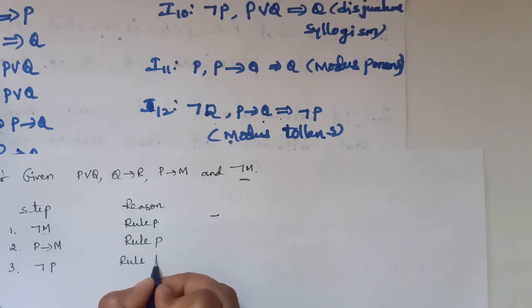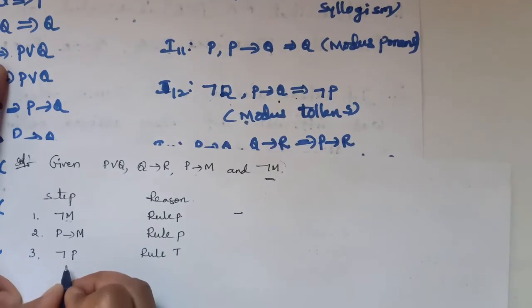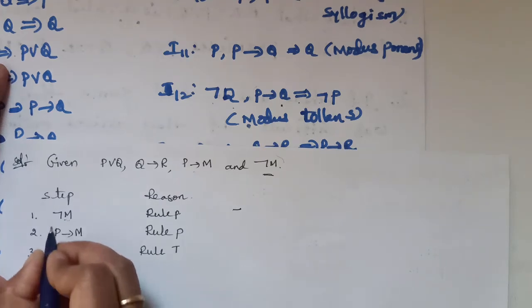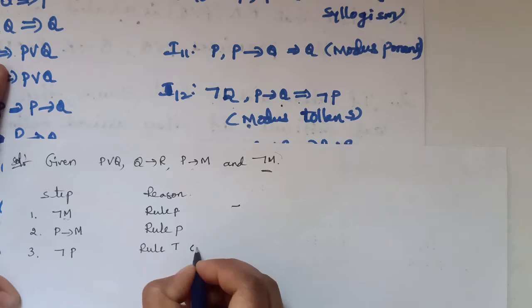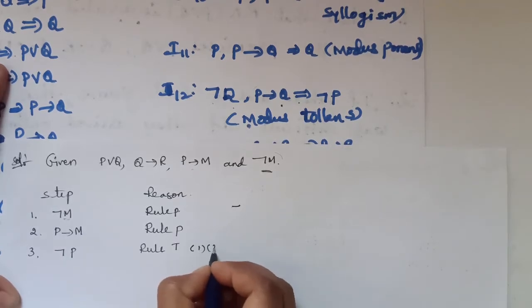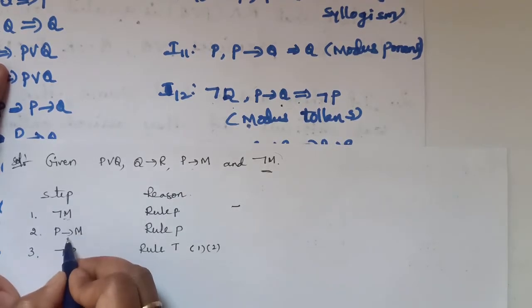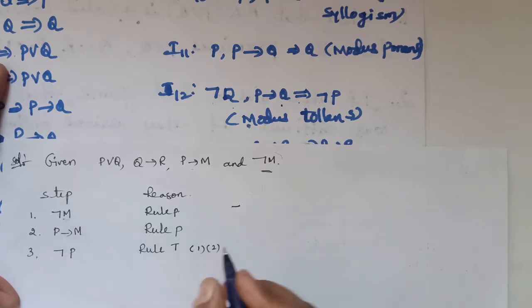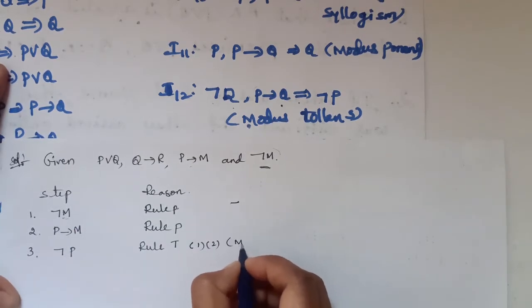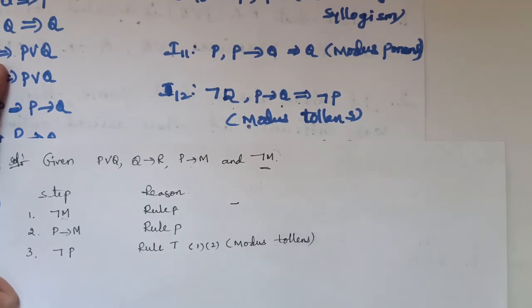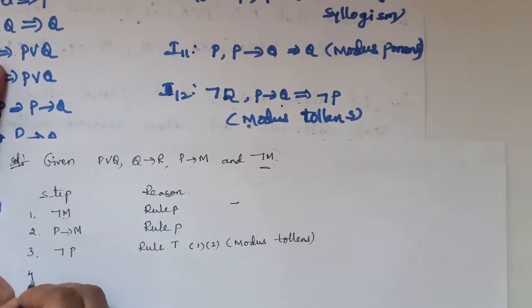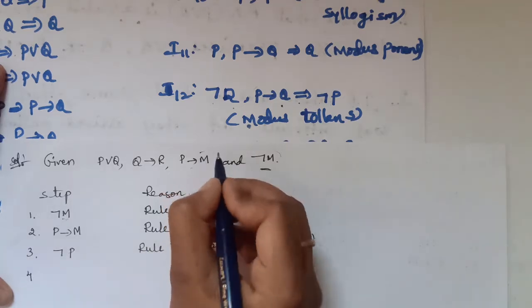This is Rule T. We have not introduced this premise, we have derived it from these two premises, that is Rule T. We derive this from statements 1 and 2. From premises 1 and 2 we have derived it using modus tollens. You should write the reason. Next, fourth. Okay, this is also over.